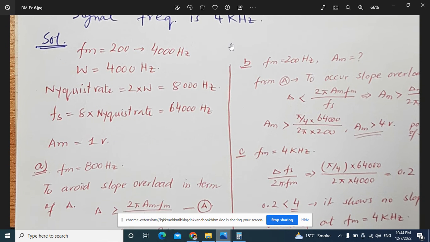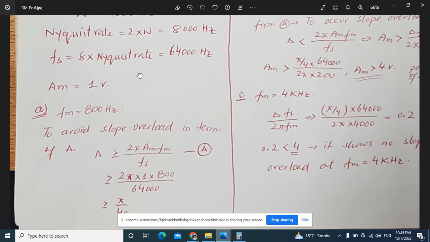So for the solution, all the information like fm is given, and the bandwidth is also given. Nyquist rate is 2 times the bandwidth, that is 8000 Hertz. Sampling rate is 8 times the Nyquist rate, so 8 multiplied by 8,000, that is 64,000 Hertz. Amplitude is 1 volt.